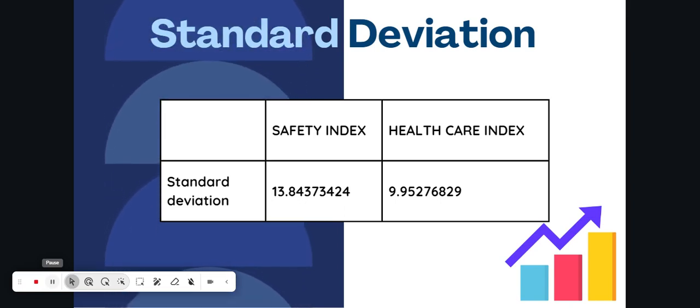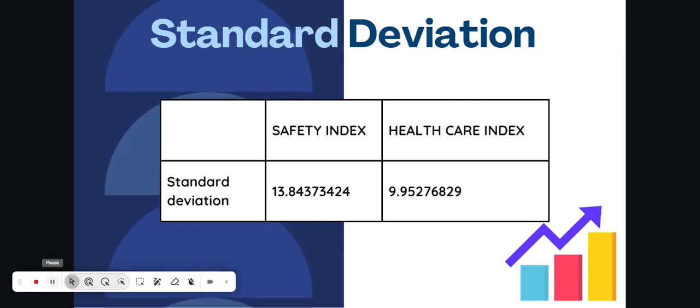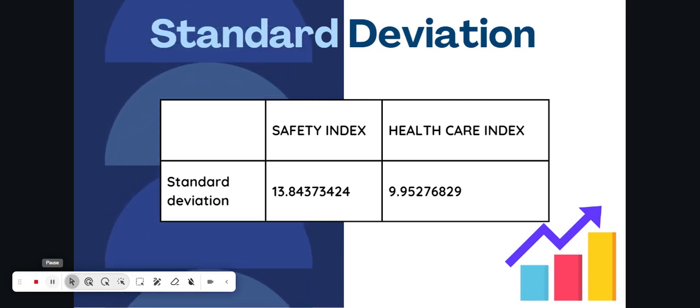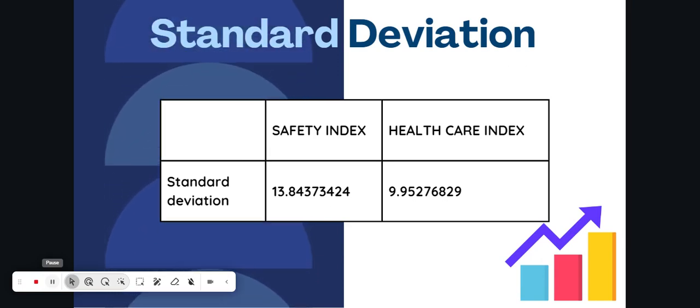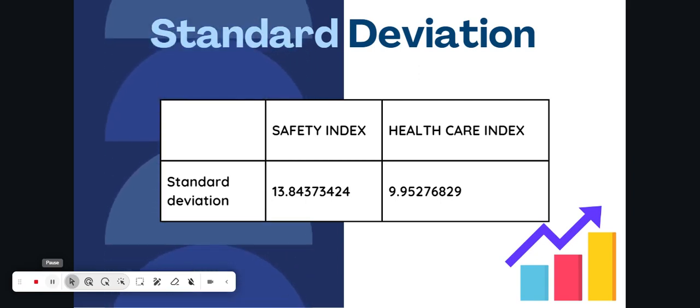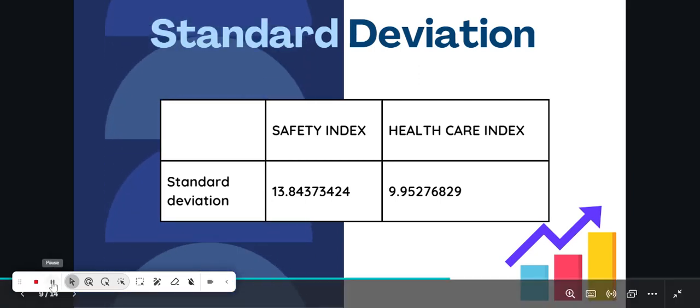The healthcare index shows a lower standard deviation of 9.95, suggesting that countries are more clustered around the mean in terms of healthcare quality. This shows that there is a greater variety in safety levels across countries, while healthcare quality is more consistent amongst the nations.